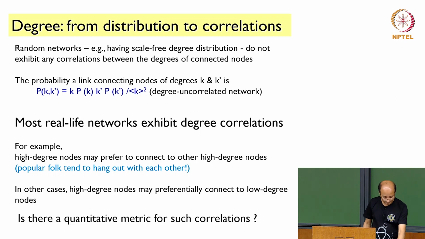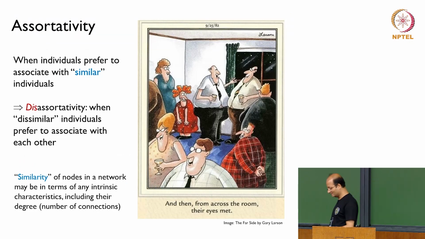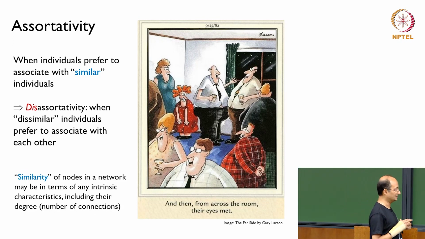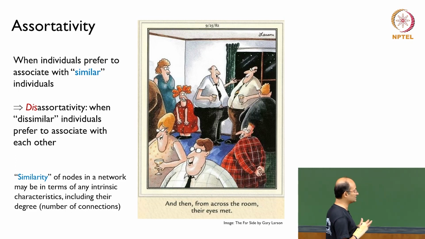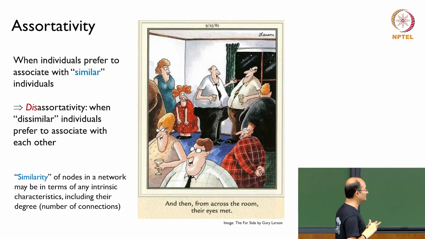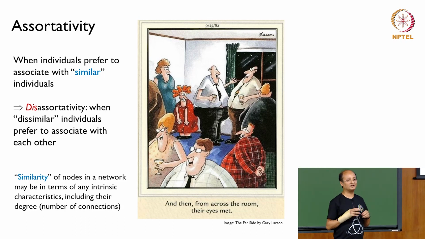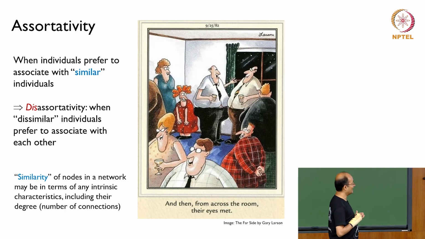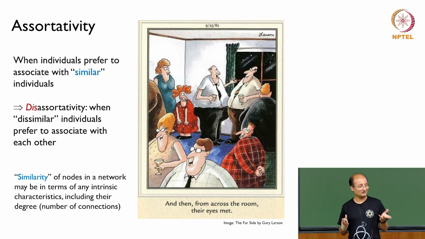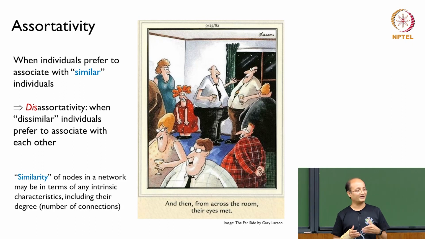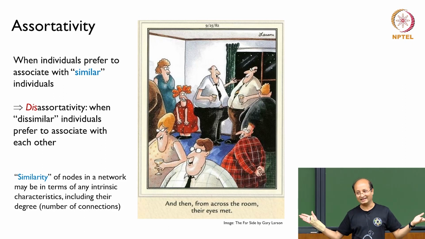Now, there are multiple ways of measuring this correlation and they all go by the name of assortativity, or degree assortativity. Assortativity is a term which is very common in sociology, which basically says that individuals prefer to associate with individuals having similar traits. Now, this similarity in trait need not be number of connections. It could be similarity in terms of gender, similarity in terms of age, similarity in terms of cultural tastes. You could measure assortativity in any number of ways, but the easiest thing to do in networks is just to look at degree.